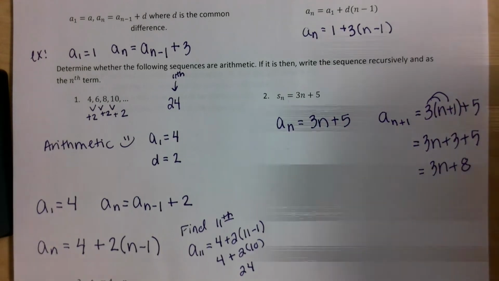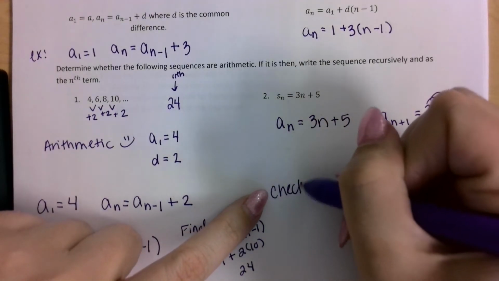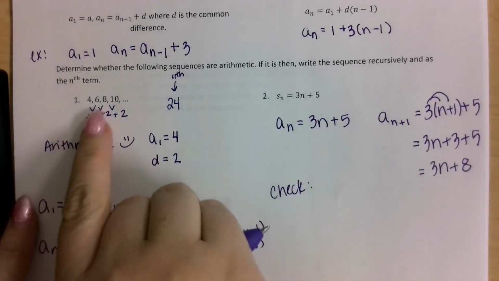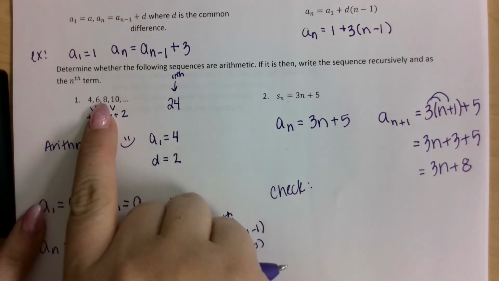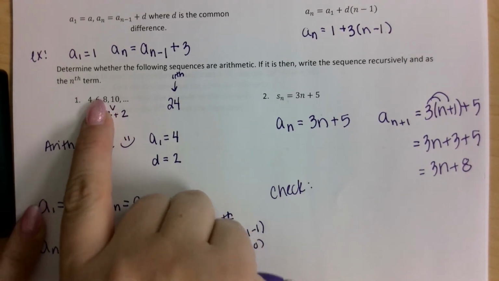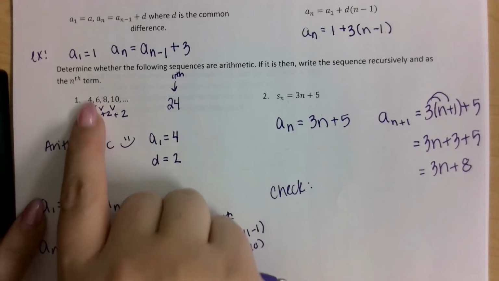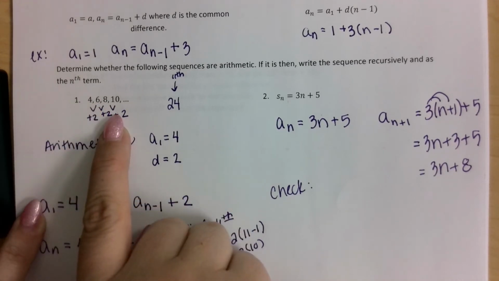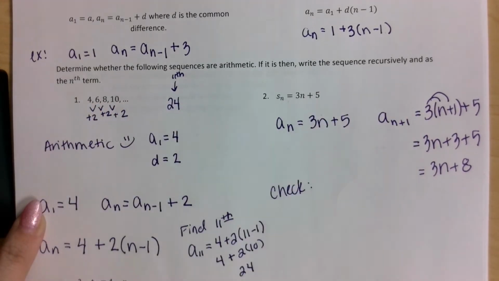Okay, now to check if this is arithmetic, we're going to say, well, if I subtract 10 minus 8, I get 2. 8 minus 6, I get 2. 6 minus 4, I get 2, right? All of these are 2. So we're going to subtract here and see what we get.